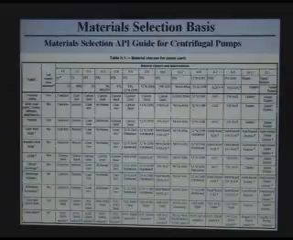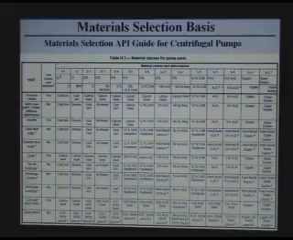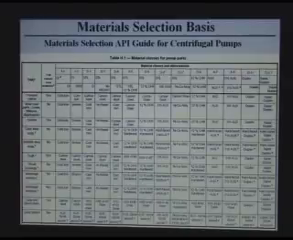Here is a table that explains, for example, C6, 12 chrome impeller and casing. And here is the casing, 12 chrome, the impeller is 12 chrome, and the other parts are all 12 chrome. So we can use this table.